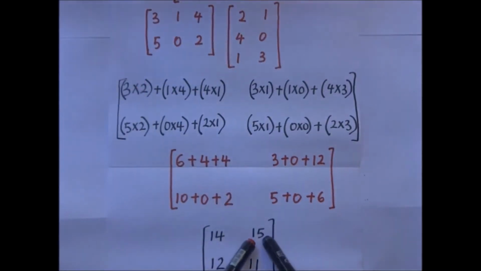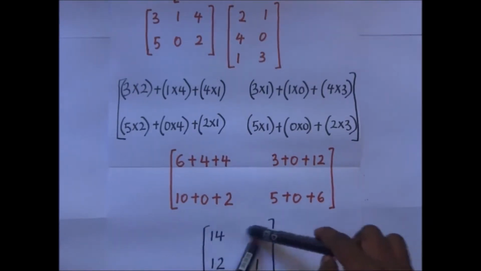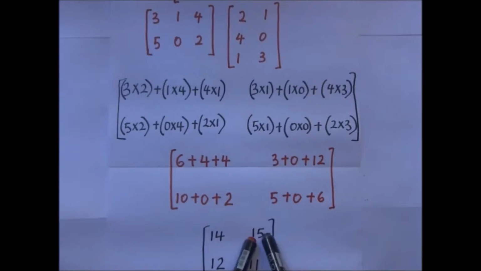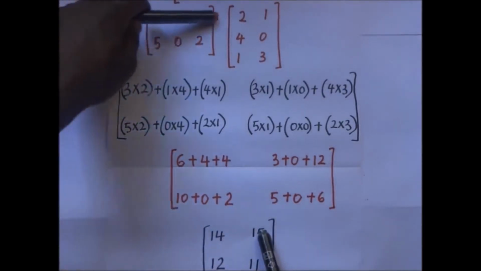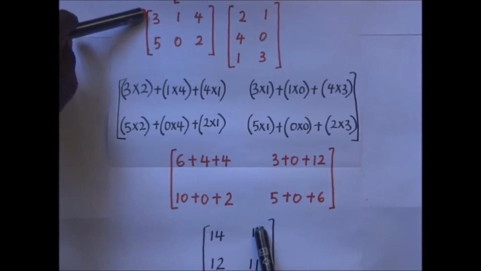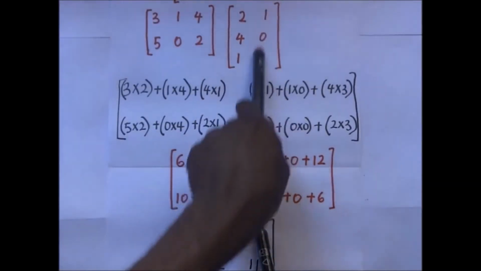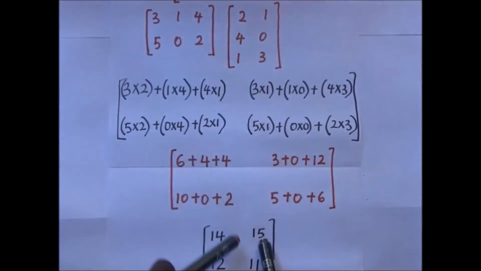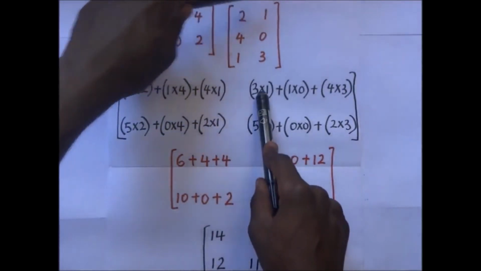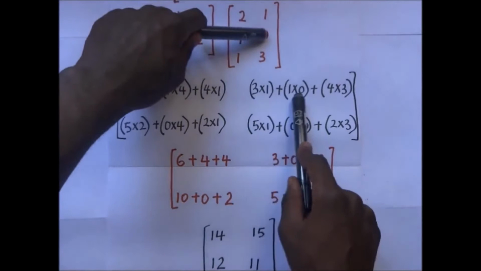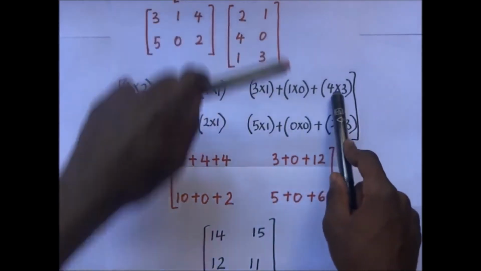Likewise, to get this 15, it is positioned in the topmost row and in the right-hand column. So the row we use is the top one, multiplied by the right-hand column. We got this 15 by saying 3 times 1, plus 1 times 0, plus 4 times 3, to get that 15.